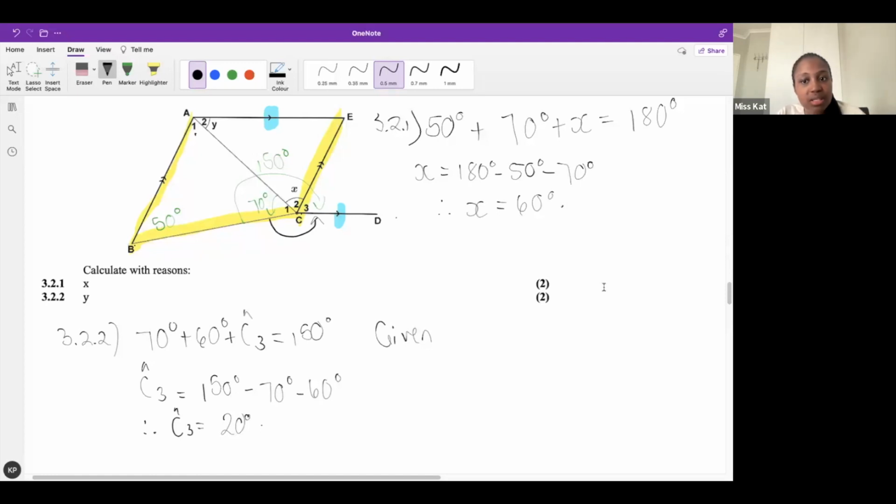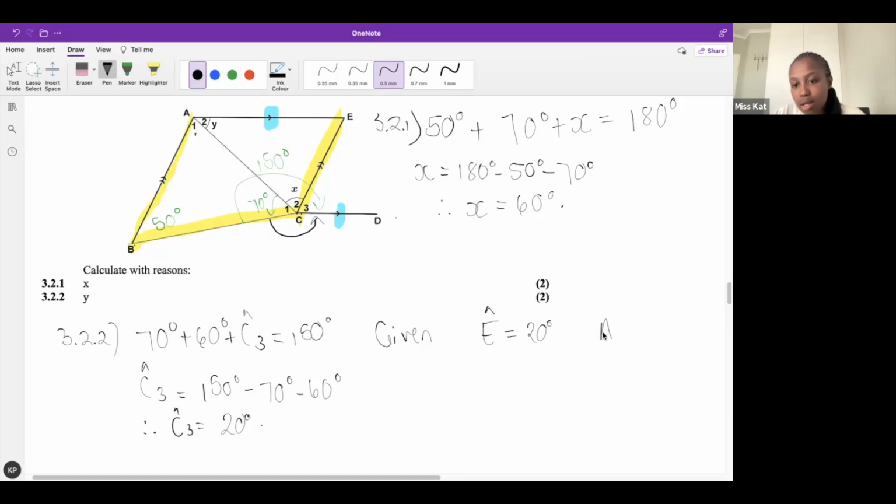60 plus 20. Okay, 60 plus 20. Nice. You can do co-interior angles, but first you have to say angle E. You can't just use something without saying, guys, remember? So you're going to say angle E is equal to 20 degrees.